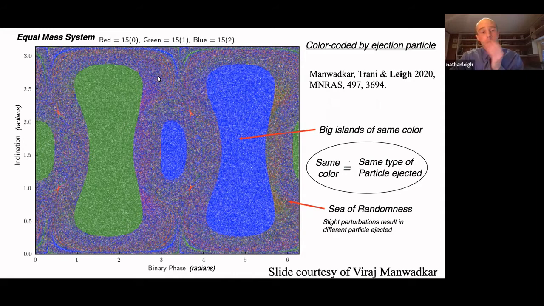So we pick some initial binary phase and inclination. We run the simulation. Once it's done, we record which of the three particles is the one ejected, and we put a point down on the plot, color-coded by which of the particles was ejected. What we find are these uniform swaths of color, mostly shown in green and blue here, which indicate simulations that finished very quickly, in only a few dynamical times.